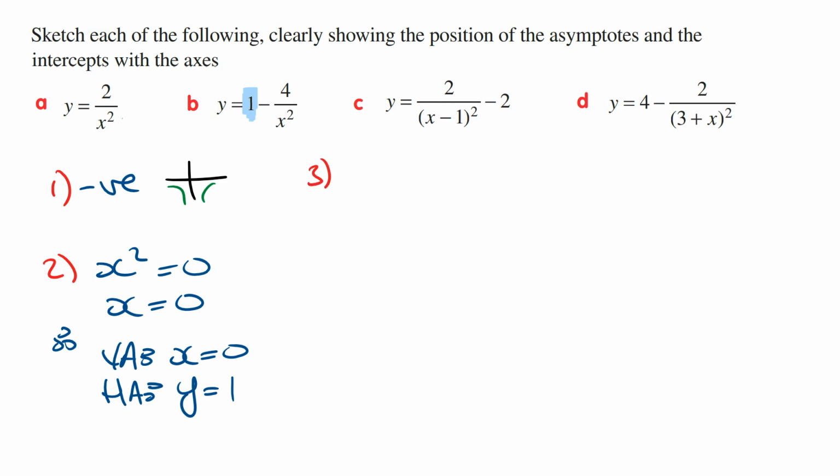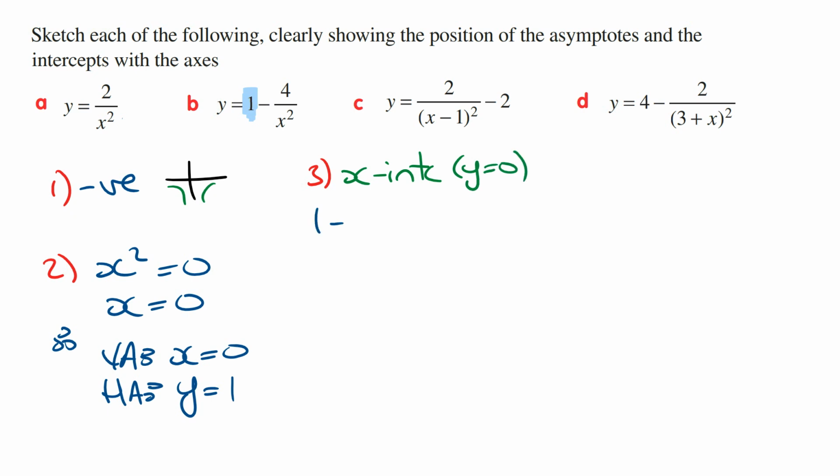Step 3, we need to work out the x and y intercepts. Now, because the vertical asymptote is the line x is equal to 0, this means that there's not going to be any y-intercept. And so we only need to work out the x-intercept. To work out the x-intercept, we let y is equal to 0 and then solve for x.